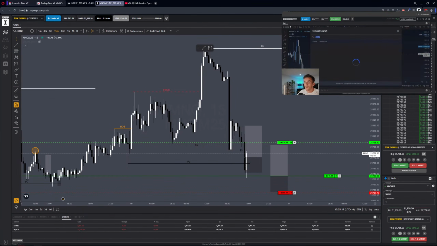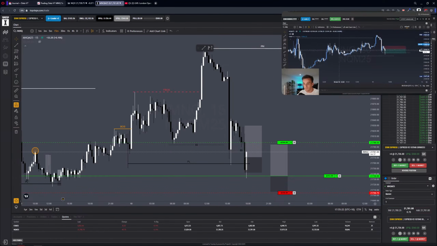Let's see. NQ. Oh, look at that, guys. NQ spiking out the lows and instantly rejecting.